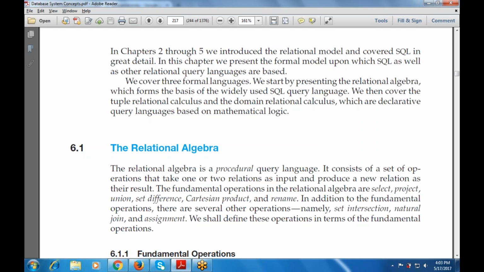The fundamental operations used in relational algebra are select, project, union, set difference, Cartesian product, and rename. These are the six relational algebra operations. In addition to these, there are several other operations, known as set intersection, natural join, and assignment. We shall define these operations in terms of the fundamental operations also.